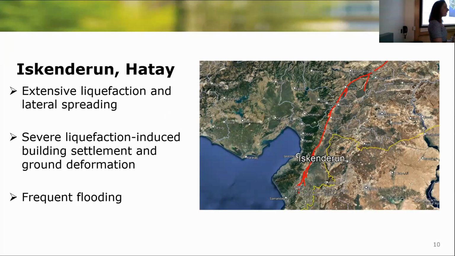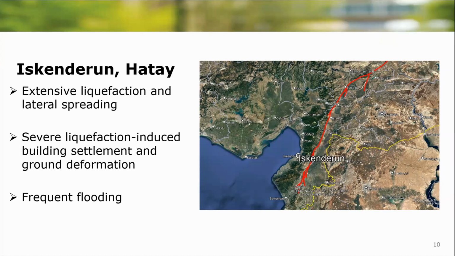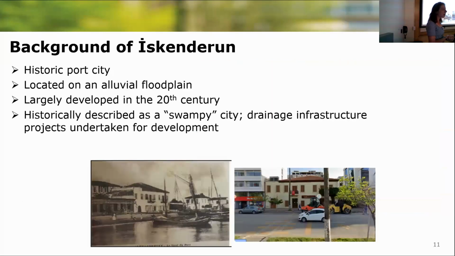So starting with Iskenderun, and like I said, this is where I'll be spending a lot of my time in this presentation. What we saw in Iskenderun was that there was extensive liquefaction and lateral spreading within the city. There was a lot of building settlement and ground deformation due to this liquefaction, as well as frequent flooding that has followed these earthquakes. Some background on Iskenderun.